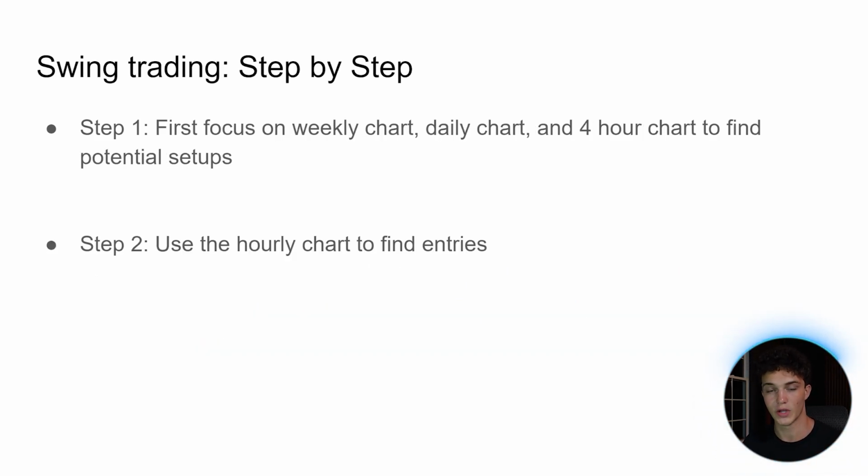Now, if you guys know what swing trading is, this is basically day trading, but over the course of a few days or a few weeks, and I'm just going to include a little slide for this in this video. For swing trading, we first focus on the weekly chart, then the daily chart, and then the 4-hour chart to find potential setups, and then we use the hourly chart, the 1 hour time frame, to find the entries.